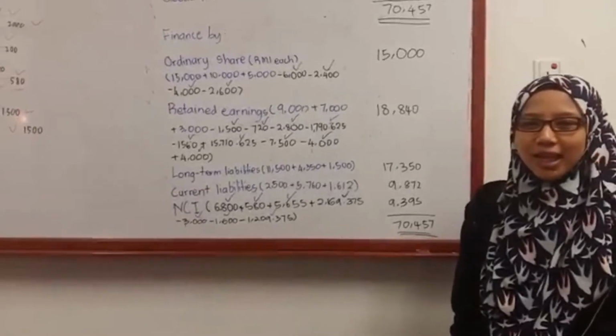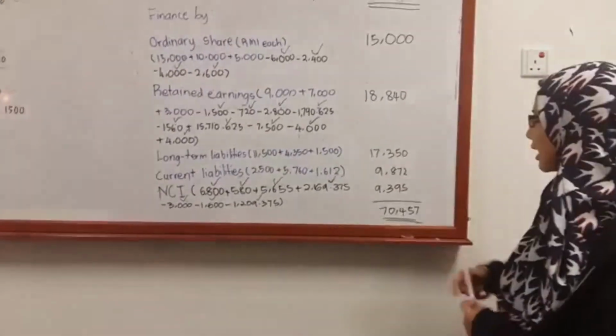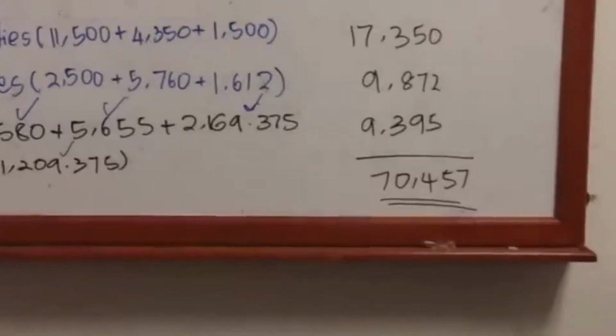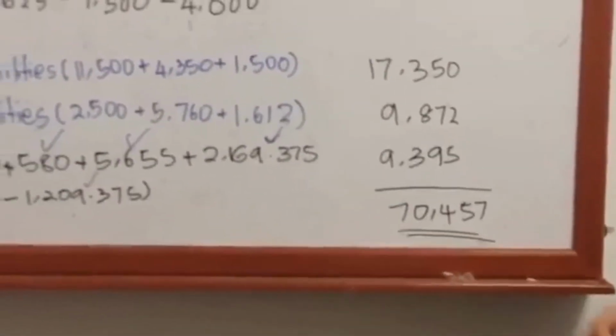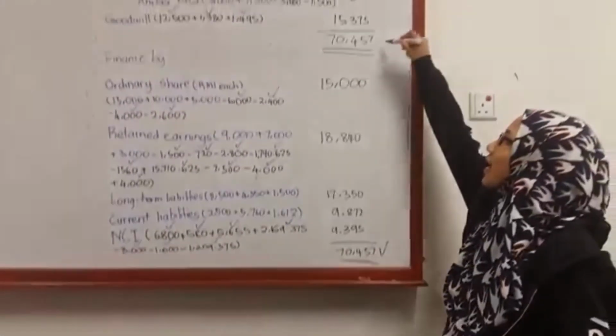So we get the total liability and equity of 70,457. So lastly, we get the balancing amount of 70,457.